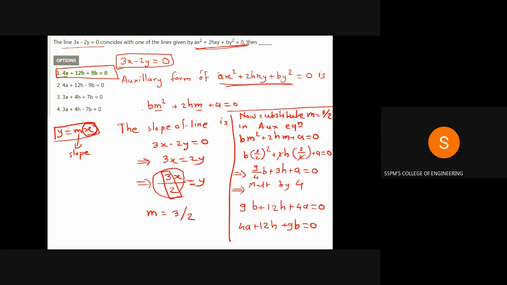So remember this. If the equation is simply in this form, its auxiliary equation is given by bm square plus 2hm plus a is equal to 0. You have to find the value of slope and you have to put it over here. Instead of m, you have to put the slope of line and you will get the answer.